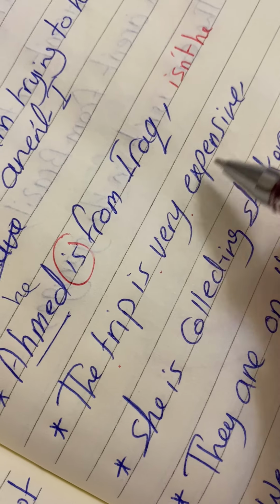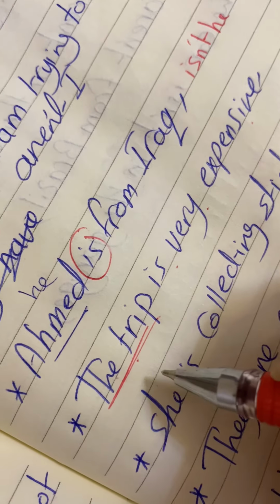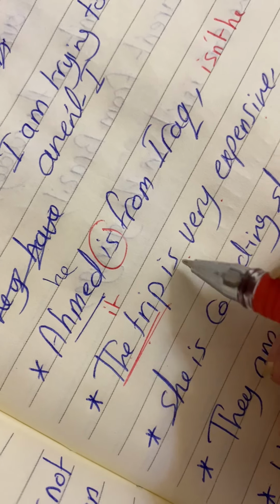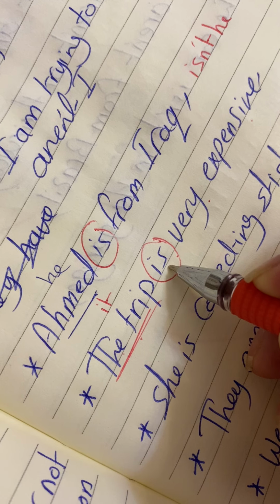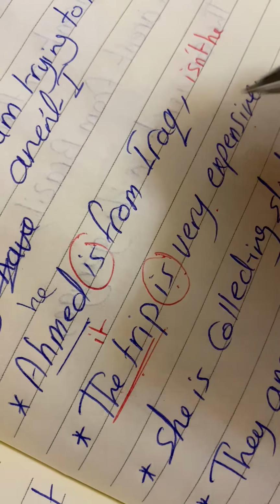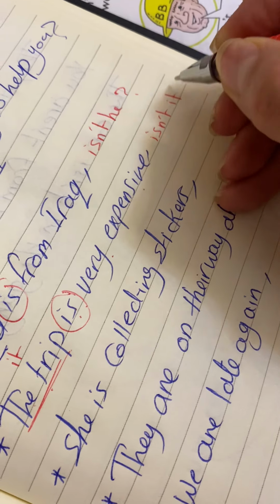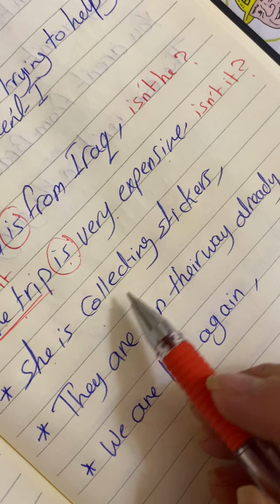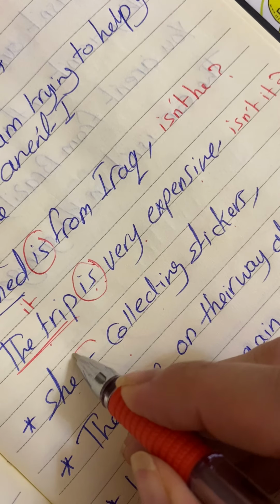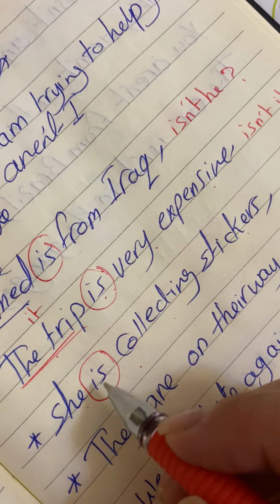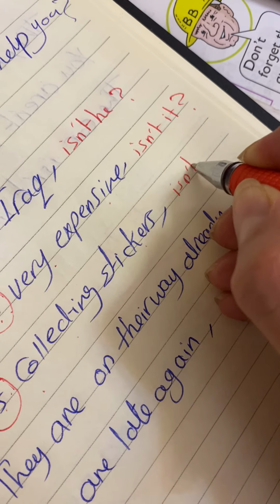The trip is very expensive. The trip, we can change it to it. The verb here is. Okay, change it to negative, بتصير isn't it. She is collecting stickers. Here we have a positive verb. Change it to negative, isn't she.